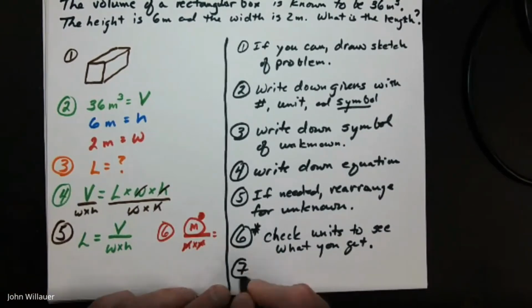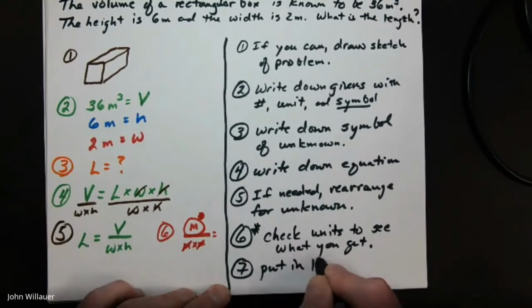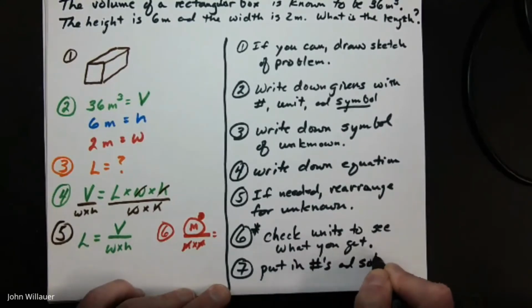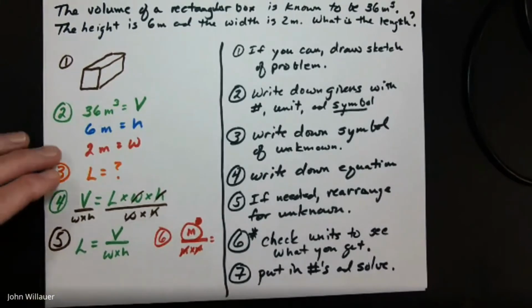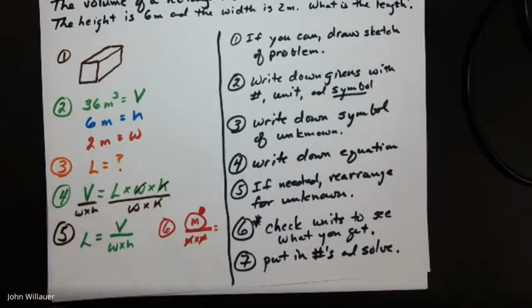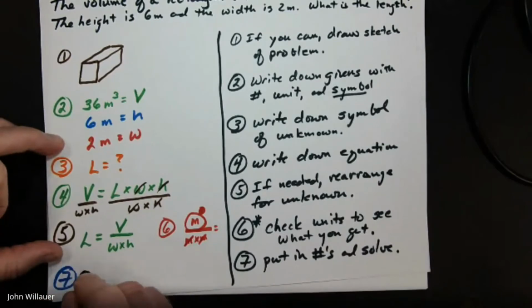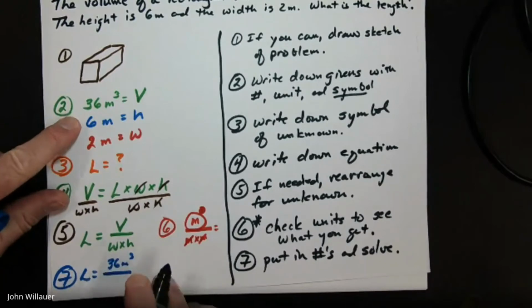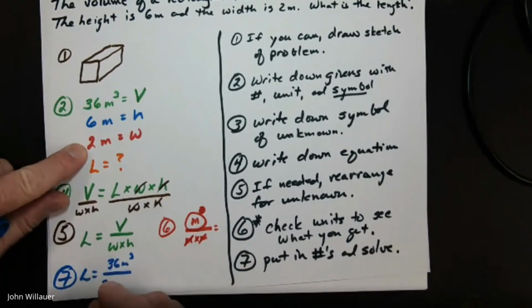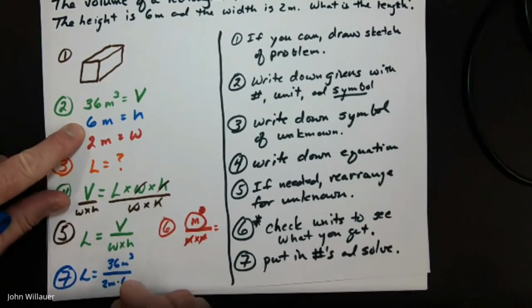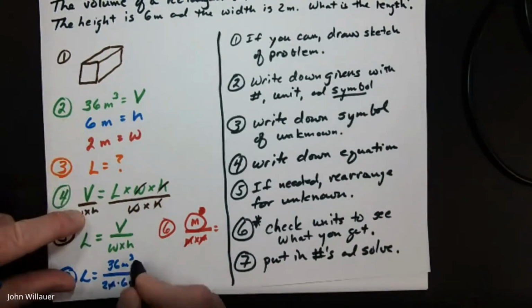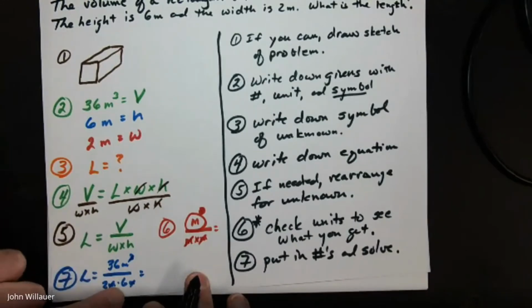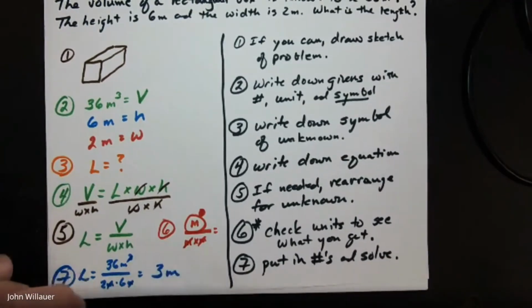And then the final thing, put in numbers and solve. So the last step here in number 7, I'll do it in a different color so it stands out. I would say length equals 36 meters cubed over my width, which was 2 meters, times 6 meters. Okay, we already know our units are going to work. And then 36 divided by 6, well, that's 6. And then 6 divided by 2 is 3. And we get our answer that we were looking for.